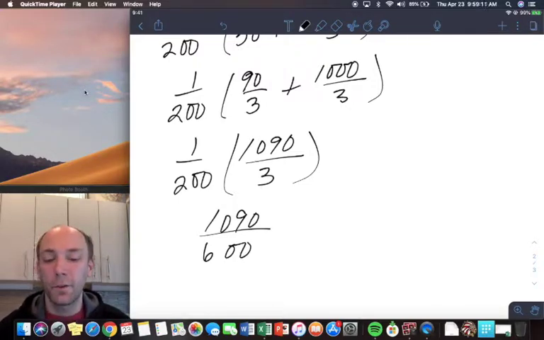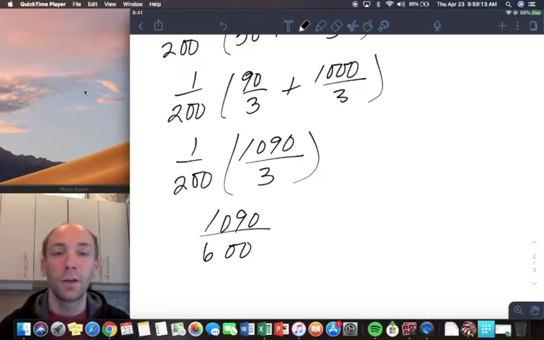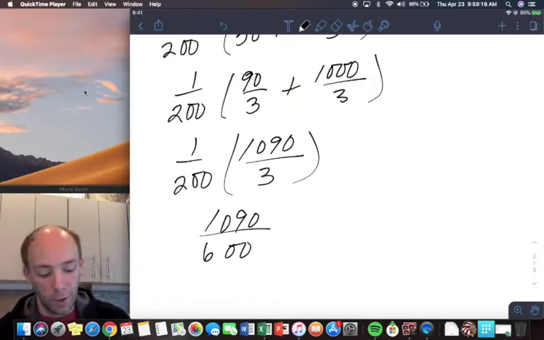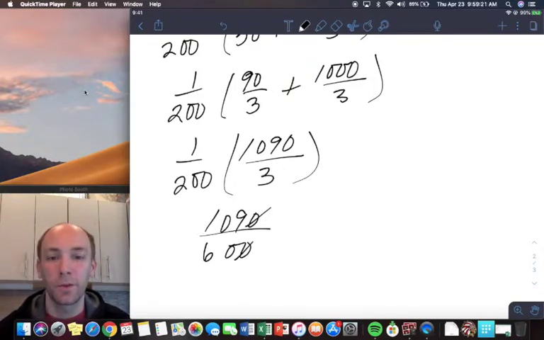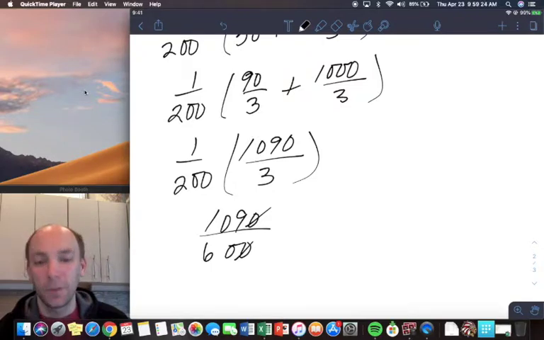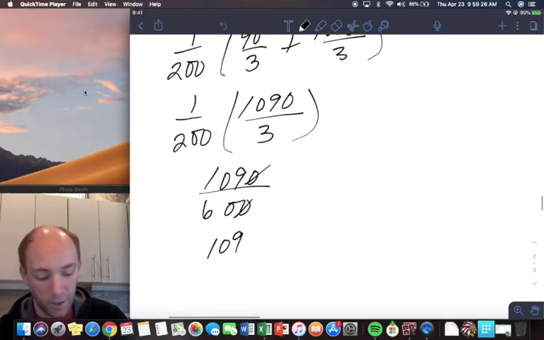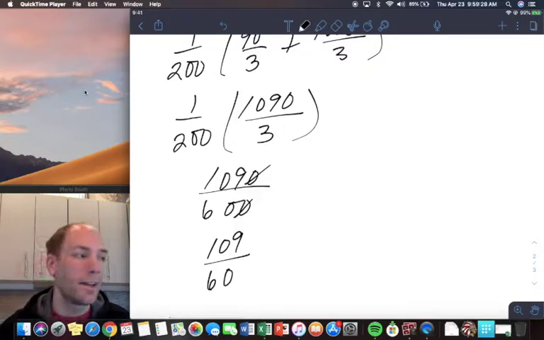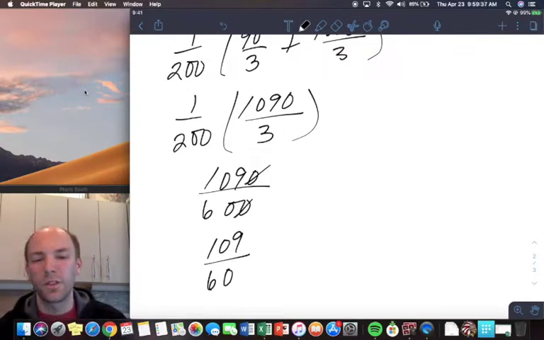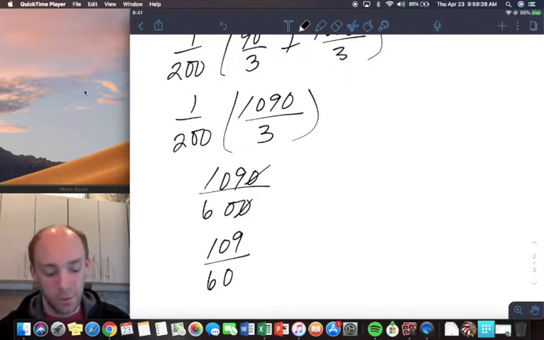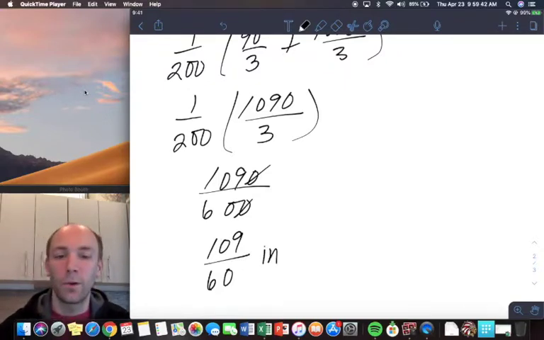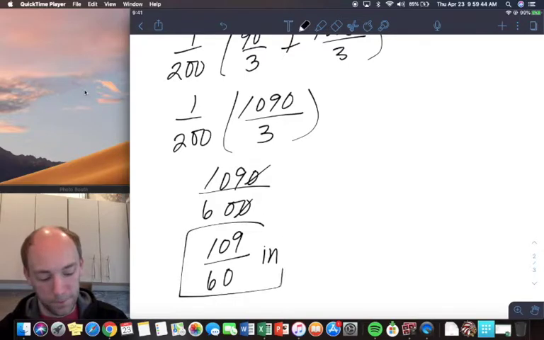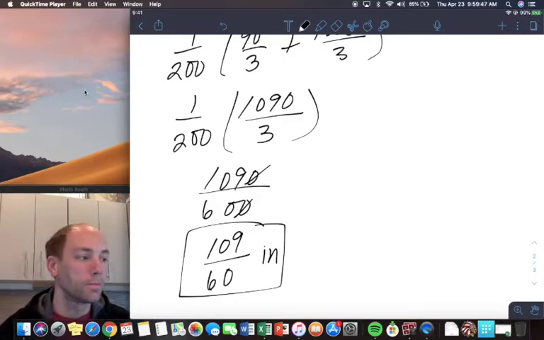Now we try to reduce it. You don't have to reduce it on the exam itself, but good practice is to reduce the fraction if we can. We can divide both the top and bottom by 10, so the zeros at the end cancel, giving 109 over 60. 3 doesn't go into both, 2 doesn't, and 5 doesn't. Those are quick checks, but this isn't reducible any further. So my final answer is 109 over 60 inches.